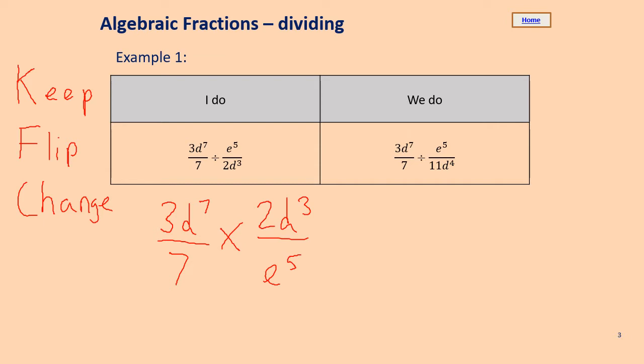Okay? So multiply those top 2 expressions, multiply those bottom 2, and what we'll be left with is 6d to the power of 10. So remember, when you multiply those indices, you get d to the power of 7 plus 3, which gives d to the power 10, over 7 times e to the power 5, which gives 7e to the power 5. Okay? So please pause the video there, copy down that solution, and then try the redo for me as well. So pause the video now, please.